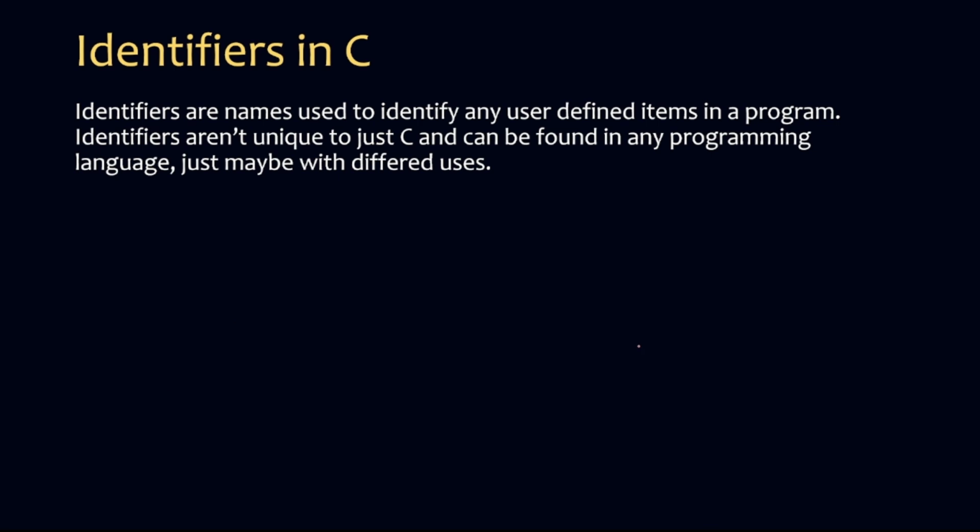So identifiers in C. Identifiers are names used to identify any user-defined items in a programming language. Any user-defined items. Now, a lot of the code that you use or whatever applications you'll be building in any kind of programming language will use a lot of outside code, maybe a lot of standard libraries, maybe imported libraries, and all these things. But there will also be code that you yourself write. So that's why identifiers are used to define these user-defined items, right?